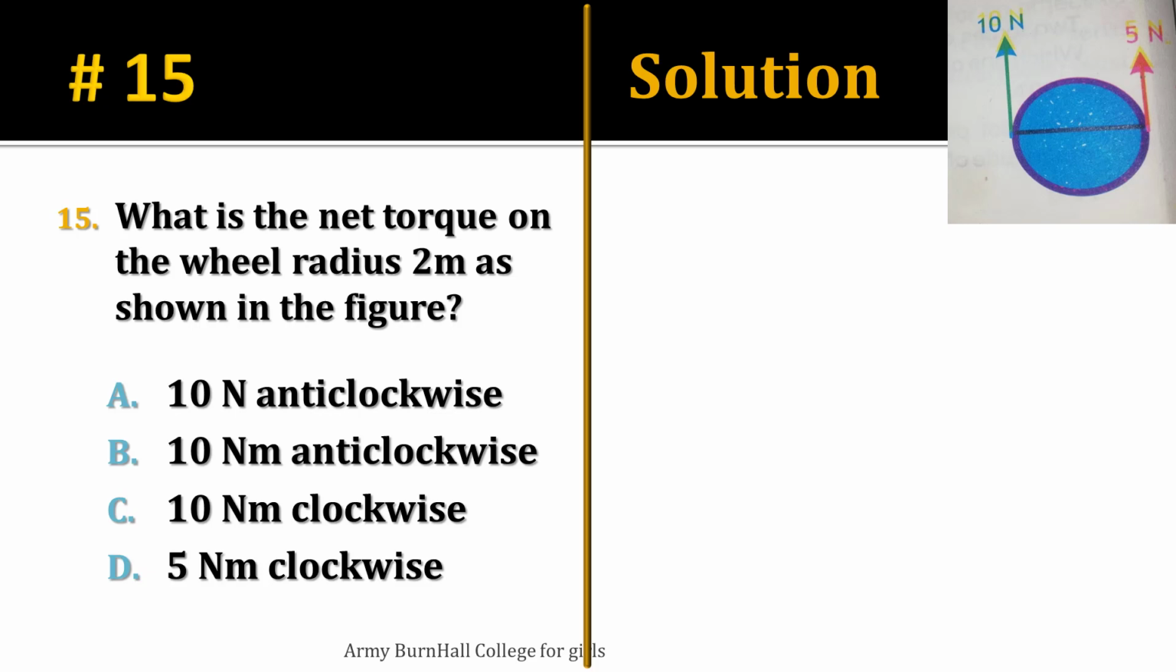This is the given figure. We have a wheel of radius 2 meters. If this is the center of the wheel, this radius is 2 meter and this radius is 2 meter. So this force of 5 Newton is producing a torque of 5 into 2, and this 10 Newton is producing a torque of 10 into 2. If we are finding the net torque, it is not in equilibrium, we have some net torque. So how are we going to do that? We take the sum of all the torques. This is not equal to 0, this is producing some net torque.